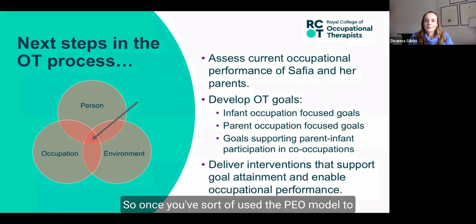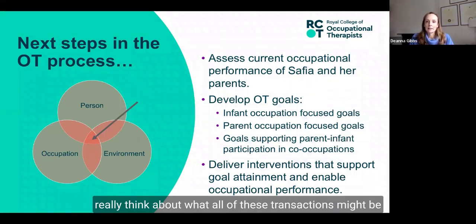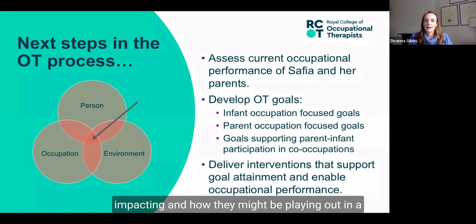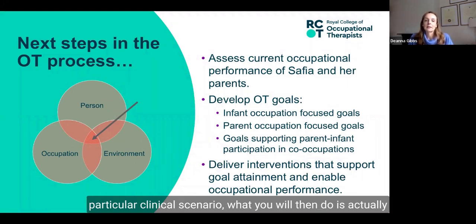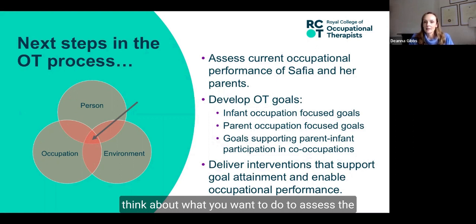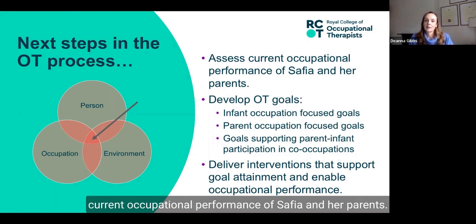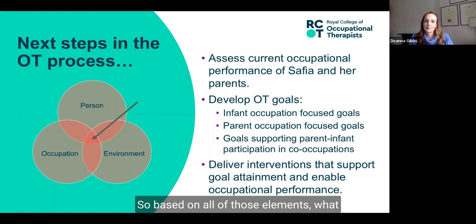So once you've used the PEO model to really think about what all of these transactions might be impacting and how they might be playing out in a particular clinical scenario, what you will then do is think about what you want to do to assess the current occupational performance of Sophia and her parents. So based on all of those elements, what is your assessment approach going to be? From that, you'll then develop OT goals, and these can be threefold.